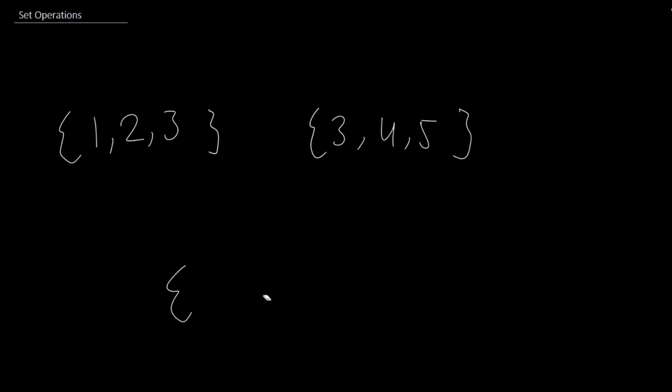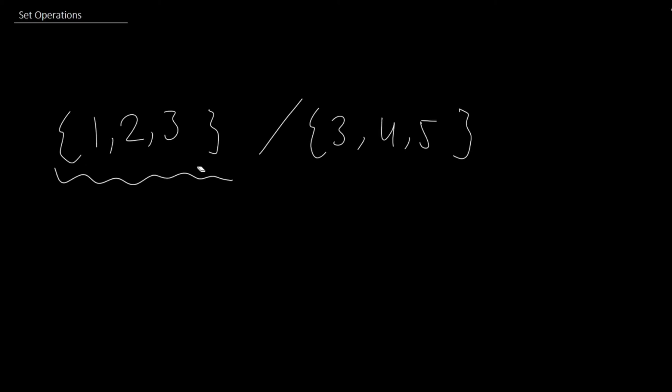Okay, so what about the last one? We have 3 set operations, okay? This last one is called the takeaway operation, and it's denoted by this dash sign. So 1, 2, 3 dash 3, 4, 5 means the set 1, 2, 3 take away 3, 4, 5.